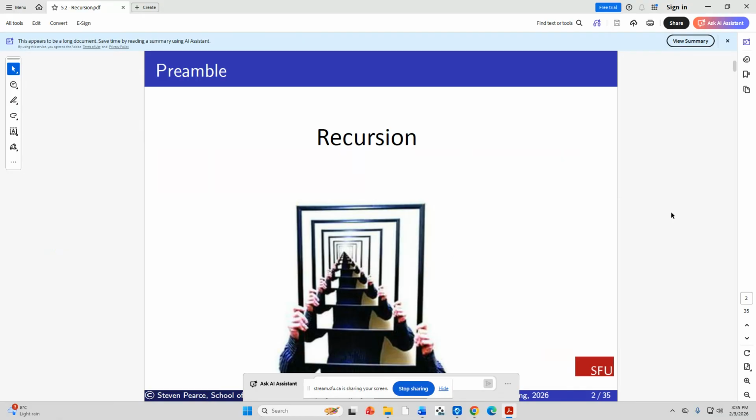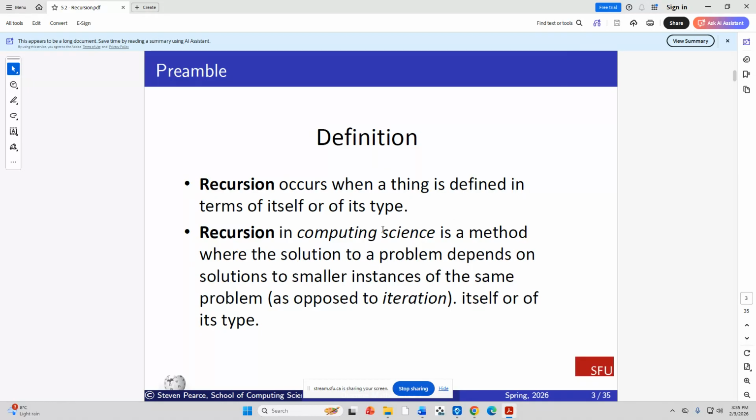This is still part of chapter 5. So that's a recursive picture. It's a picture in terms of smaller sets of itself. Okay, so it's a kind of a silly thing when you use pictures, but it is recursively defined. So recursion occurs when a thing is defined in terms of itself or of its type. Generally, in computing science, it's a solution method where the solution to a problem depends on solutions to smaller instances of the same problem, as opposed to iteration. Iteration is a different thing altogether, but they both accomplish the same thing.